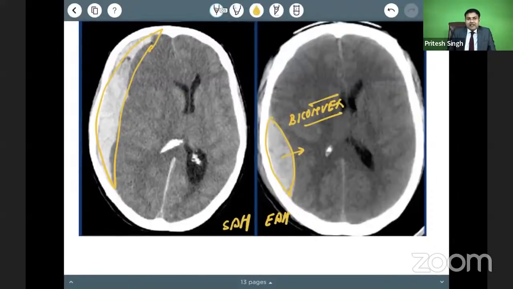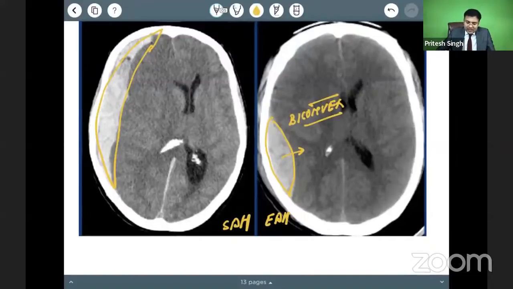One question I want to ask you. In this EDH and SDH, see the image, NCCT finding, which one is having the midline shift? Tell me everyone, you can easily make out. Which one is having midline shift? Tell me, SDH is having midline shift or EDH is having midline shift? Look at the image.